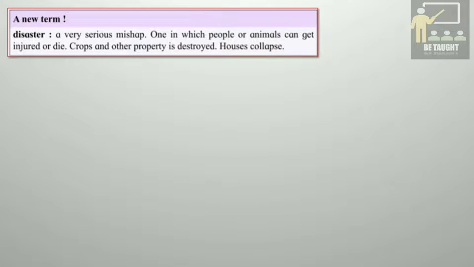Now we shall learn a new term, disaster. It means a very serious mishap, one in which people or animals can get injured or die. Crops and other property is destroyed. Houses collapse.